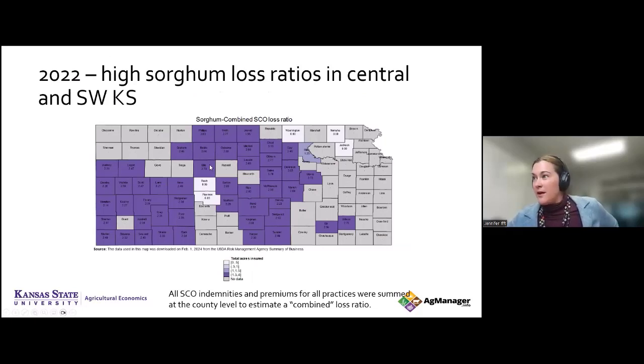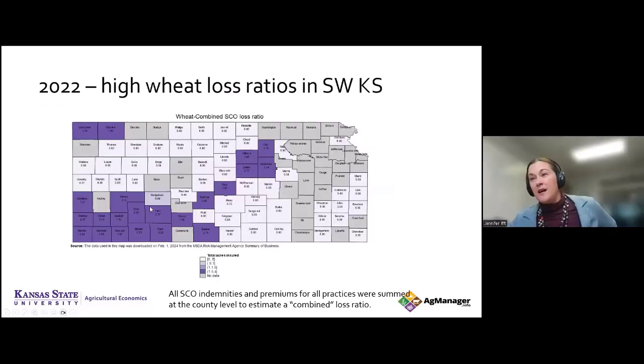For sorghum, a lot of counties didn't enroll any sorghum in SCO, but for those that did, the indemnities in 2022 tended to be high, especially in Southwest Kansas and throughout Central Kansas. And last, wheat. Again, some counties don't use SCO for wheat. If you go back to 2020, for a lot of the state the drought conditions really didn't kick in until the spring or late summer. So you do see those payments in the Southwest, where it was already dry, but not necessarily in the rest of the state.